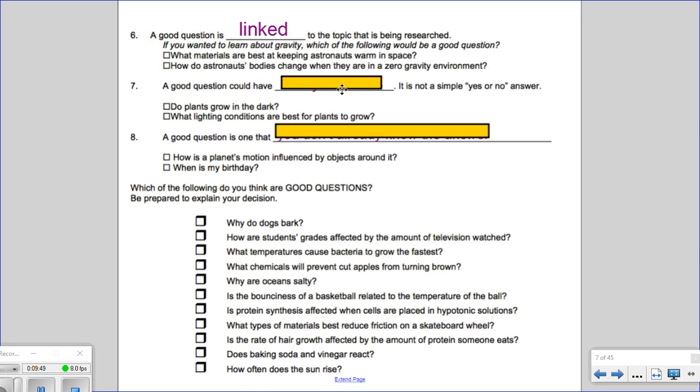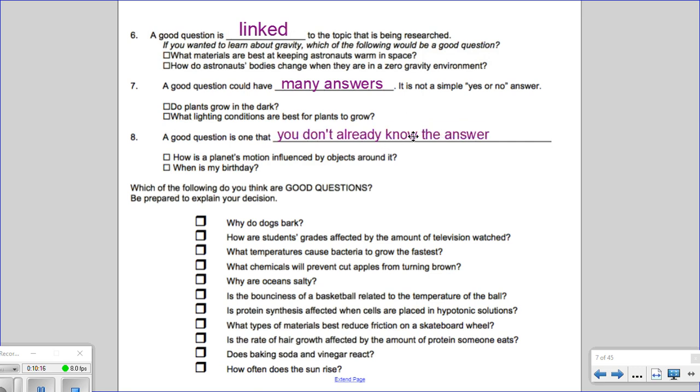A good question could have many answers. It is not a simple yes or no. So do plants grow in the dark? Well, I think we know the answer is no. What light conditions are best for plants to grow? So here, we have the possibility of many answers that would lead to an investigation to allow us to come up with an answer.